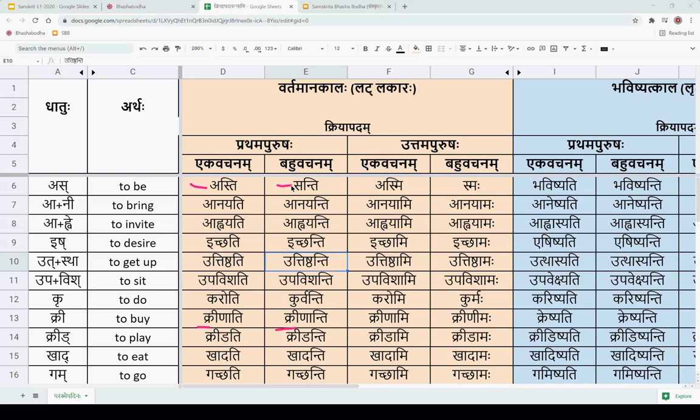These look like a different pattern. Not like anayati, anayanti. Asti does not become anti, not like that. It becomes santi. So why does this happen? Talking grammatically, why does this happen? It happens because they are like that, and that is their linguistic nature. In the language, that is how they are used.